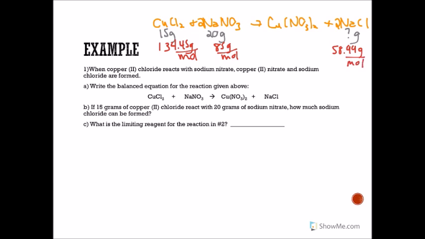And then to figure out the limiting reactant and how much sodium chloride can be formed, we do 2 stoichiometry calculations. We can start with copper 2 chloride. We have 15 grams of copper 2 chloride. We convert to moles using our molar mass, 134.